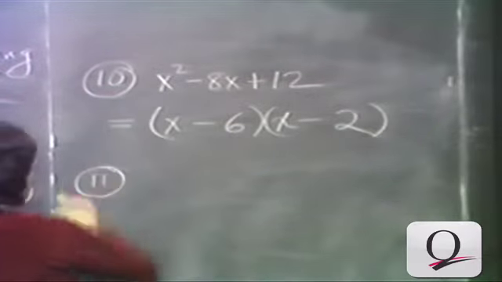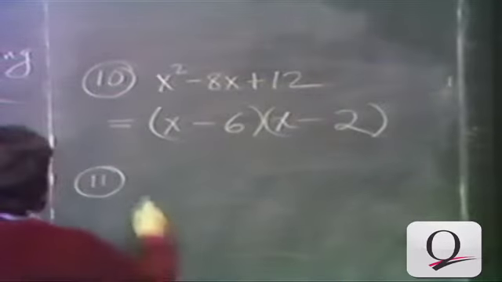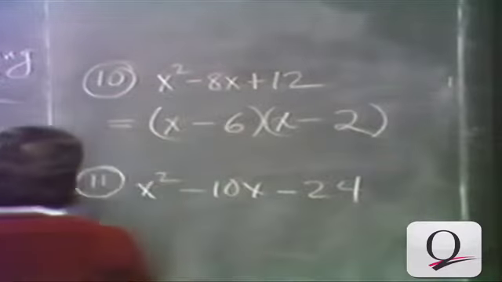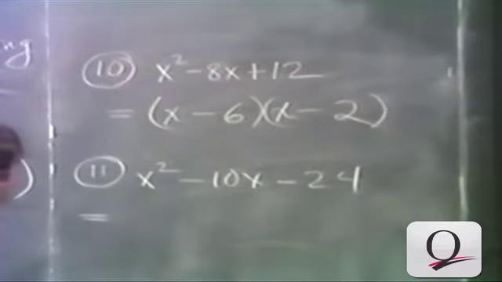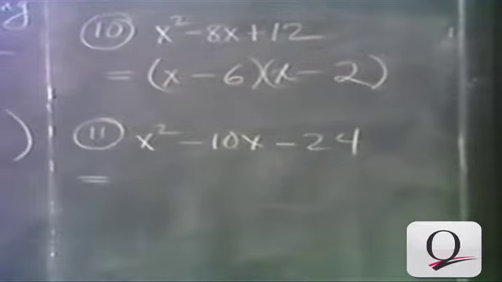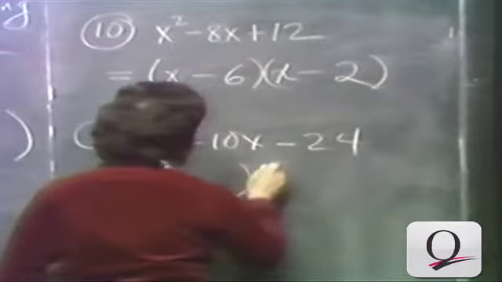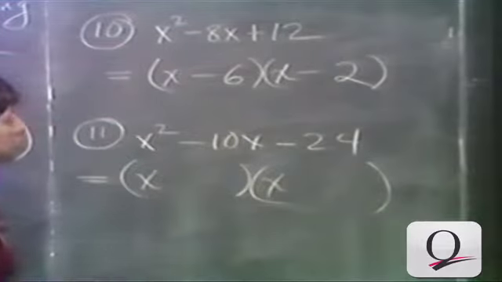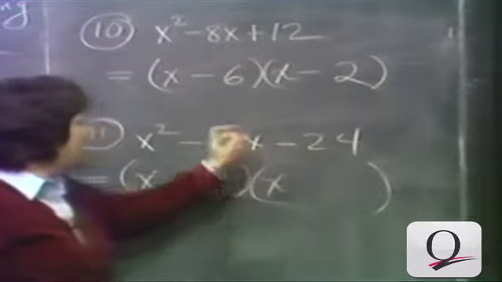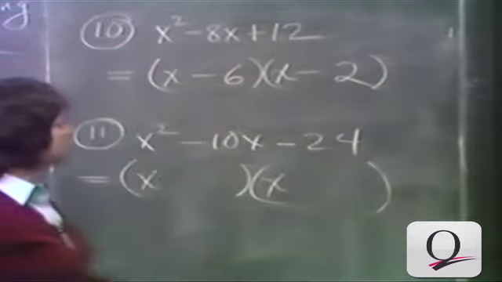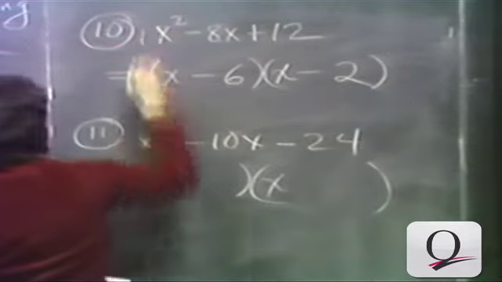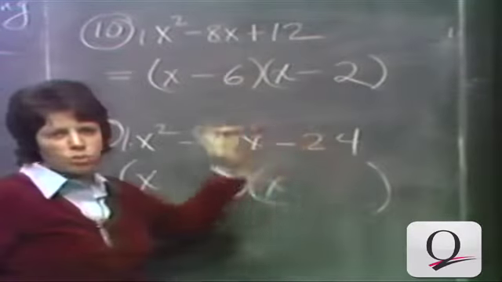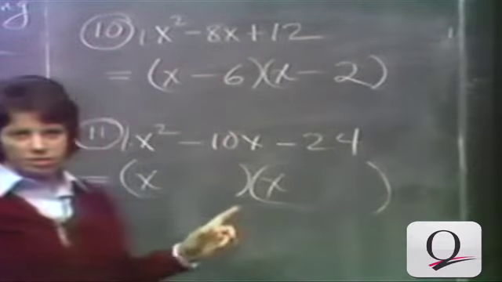Okay, problem 11. X squared minus 10x minus 24. Once again, the first thing to do is to look for a common factor. And since we do not find one, then we proceed to this technique. Now, we are looking for 2 numbers which multiply to minus 24 and add to minus 10. By the way, this business only is valid when the lead coefficient happens to be a plus 1. Okay, we are looking for 2 numbers which multiply to minus 24 and add to minus 10.